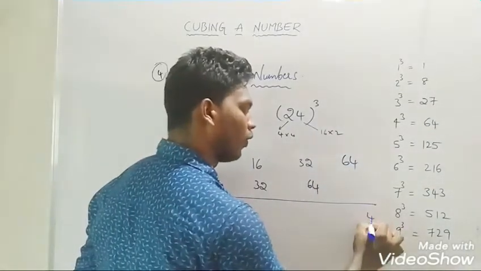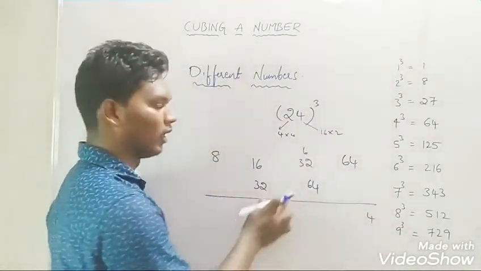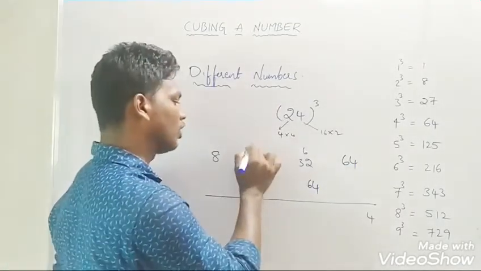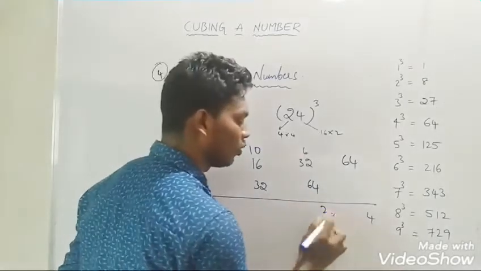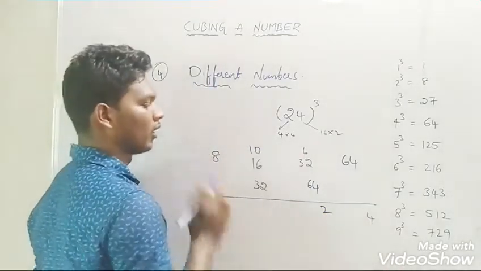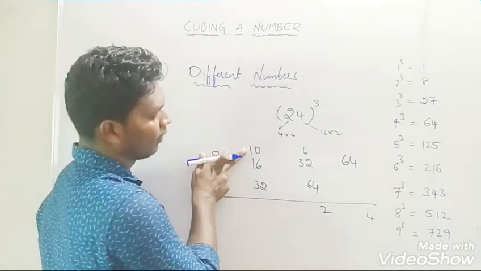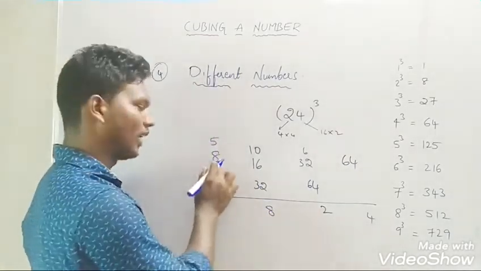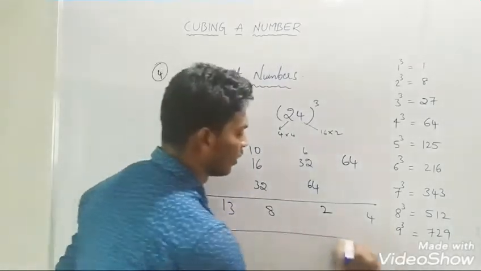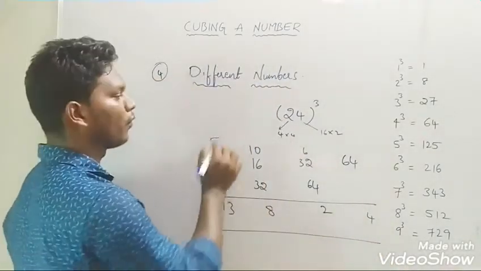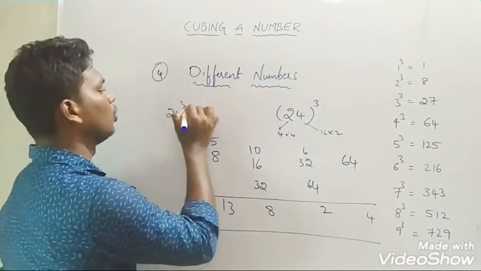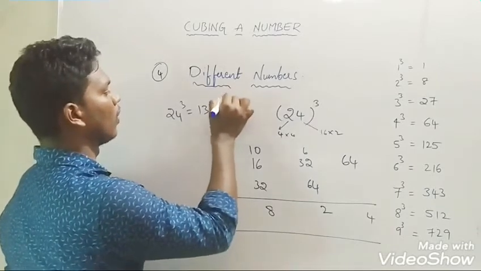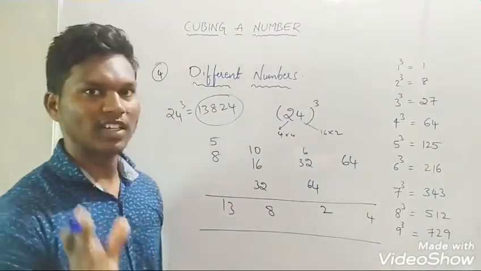So 64, 4 here, remaining 6 here. 60 plus 30 will be 90, 100, 102. So 102 means I am writing 2 here, and the remaining 10 will be here. So 30, 40, 50, 56, 58. So 8 here, again 5 here. So 8 plus 5 will be 13. So finally the value of 24 cube is 13824. Understood friends?